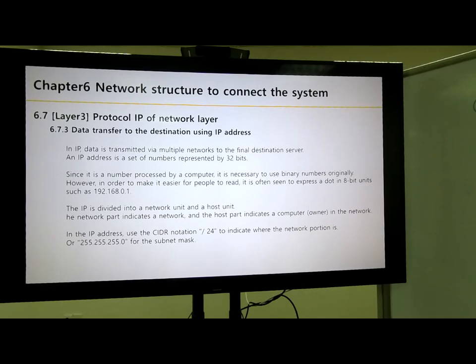Or also 255.255.255.0 for the subnet mask. Before, when I first learned IT infrastructure, almost everyone used just the subnet mask. But nowadays, when configuring network devices, many use this CIDR notation because it is easier and shorter.